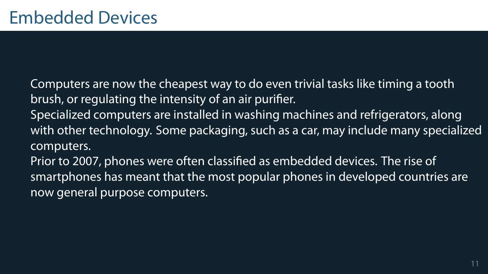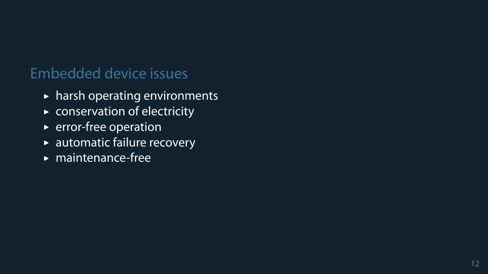Prior to 2007, i.e. prior to the advent of the iPhone, phones were often classified as embedded devices. But the rise of smartphones in popularity has meant that the most popular phones in developed countries are now general-purpose computers. We face a lot of issues in implementing embedded devices, and these include the presence of harsh operating environments, the need to conserve electricity, the need for error-free operation, the need for automatic failure recovery, and the need for the devices to be maintenance-free.